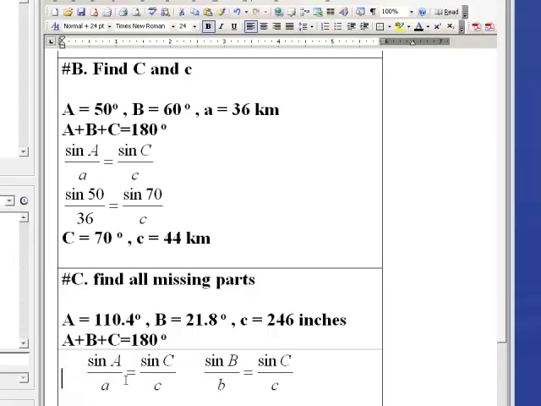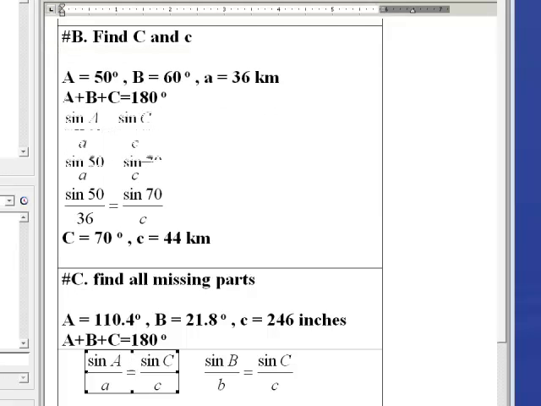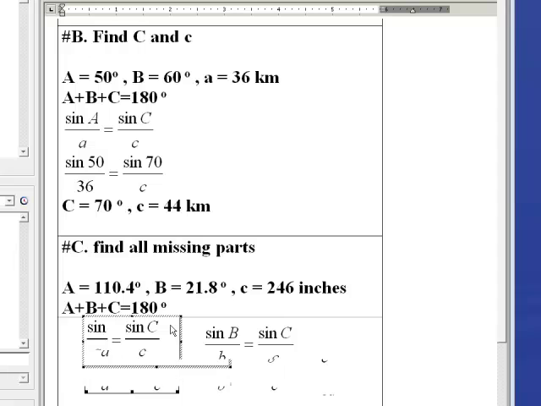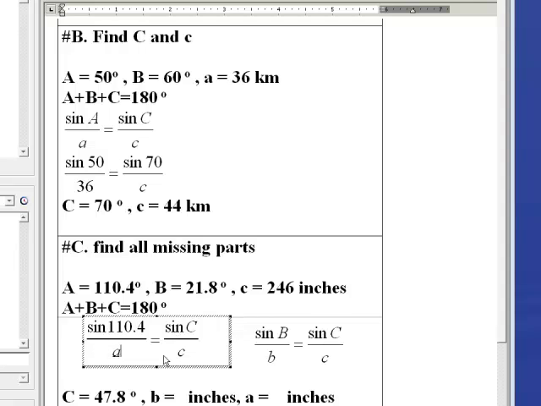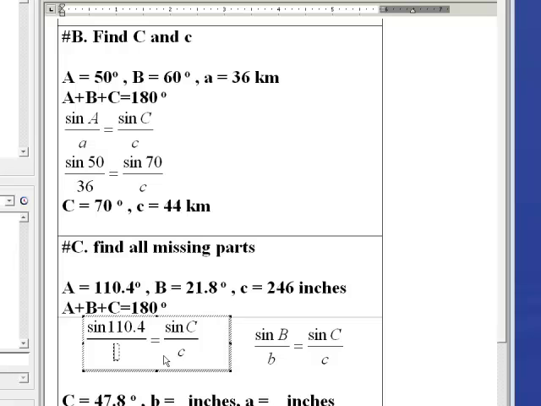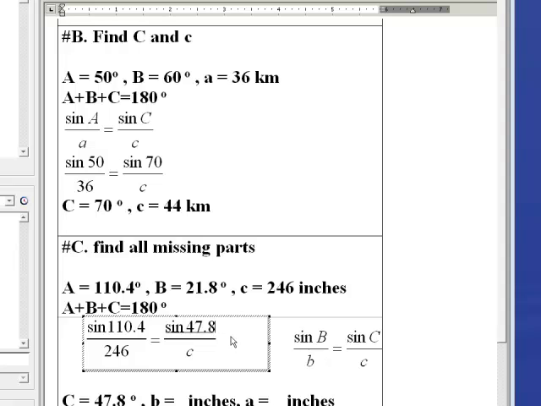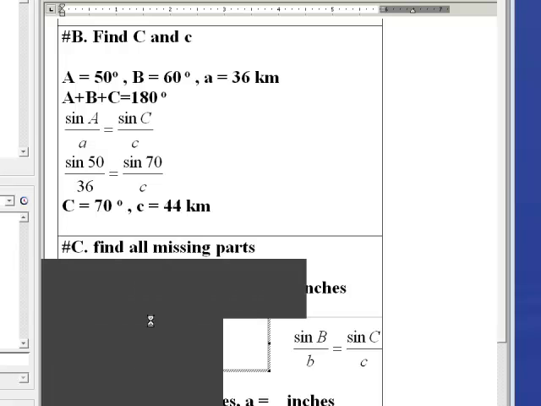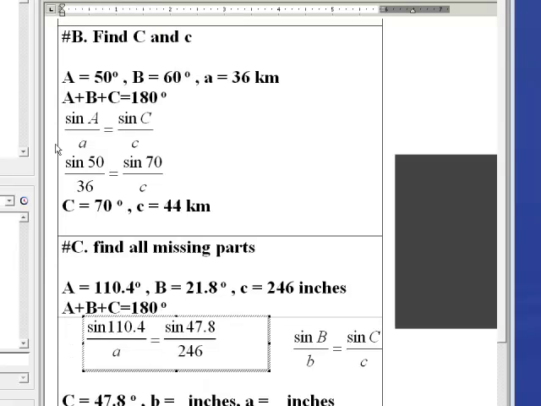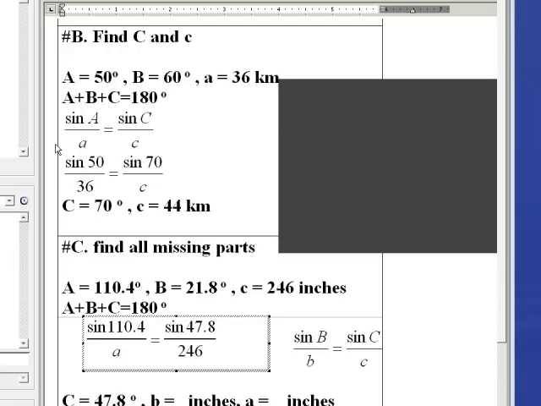So I don't have this relationship given here. I cannot apply it. So I'm going to do this one here. For example, 110.4 divided by 246 inches. The angle C is 47.8. And the side c is 246. Oops, there's my mistake. I don't know the side a. There we go. No, I'm solving for the side a. Momentarily I forgot that as I'm recording the session here.